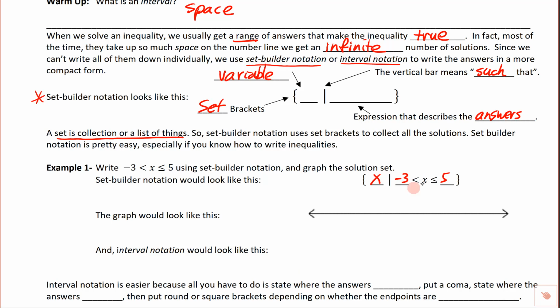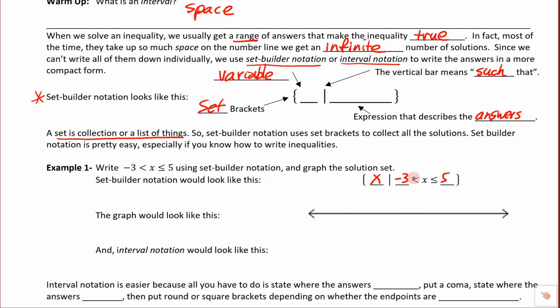Or if you wanted to, you could read this from the variable x's that are greater than -3 and at the same time less than or equal to 5. So that's how we write it in set builder notation. It takes a little bit more work than doing this. That's why some people don't like it, and I'm going to give you a better alternative in a few minutes. But we do have to know how to work with set builder notation.